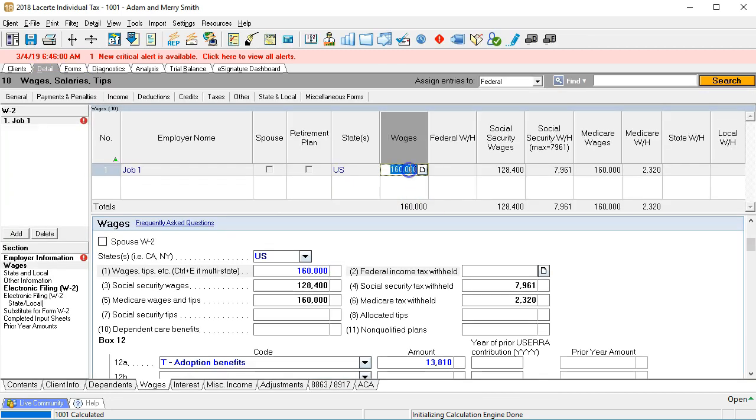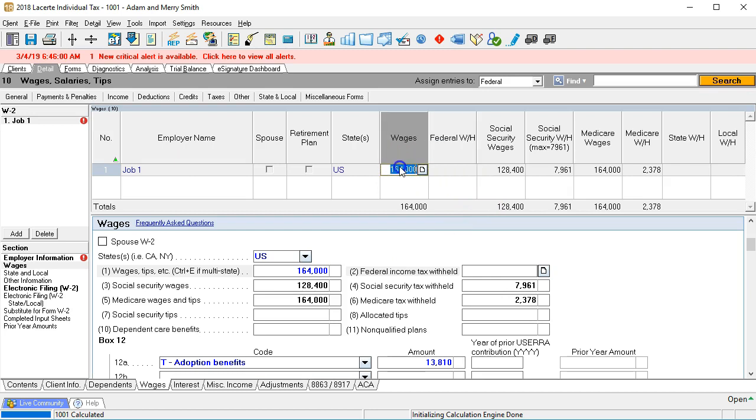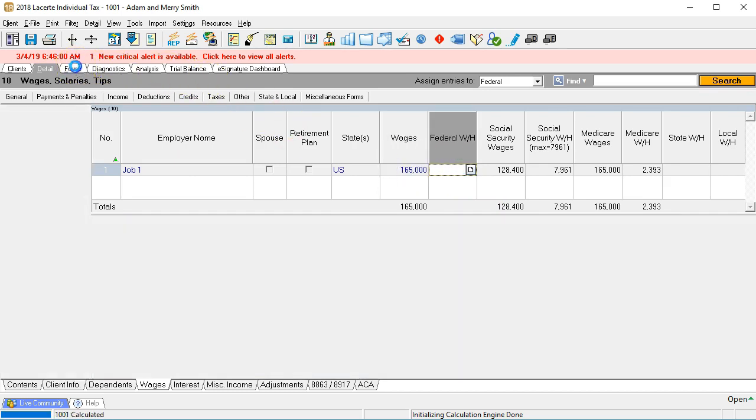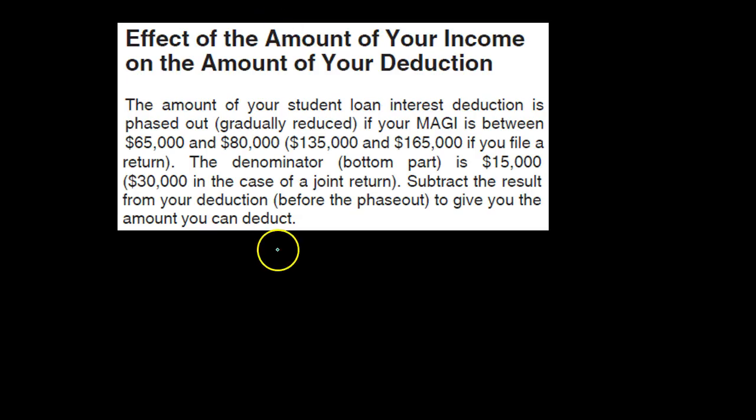If we say 164,000 and say what does that do? We're at now just 82. And of course, once we hit that 165, then we should be gone. It should be gone. So there it is. No more. It is no more.